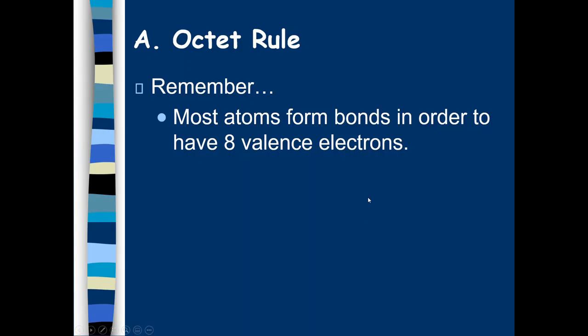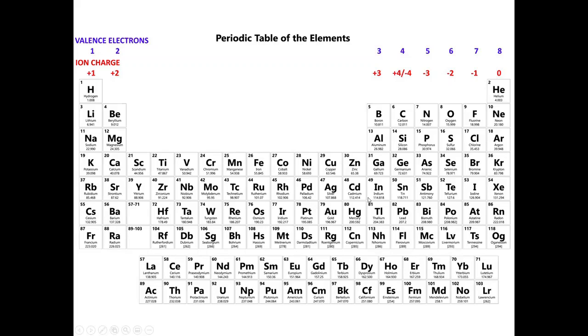But first, we need to look at how many valence electrons we expect to find in different atoms on the periodic table. If you don't already know how many valence electrons are associated with each group on the periodic table, please add these blue numbers to your periodic table and work on memorizing them, because you do need to know the number of valence electrons associated with these main group elements.